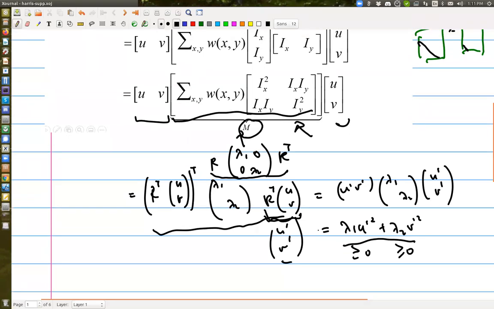So then as we said last time, for a corner, we want this function to change rapidly, right? When U and V change. So therefore, for a corner, we should look for lambda 1 and lambda 2 being big, basically. If they are big, then we consider it a corner.